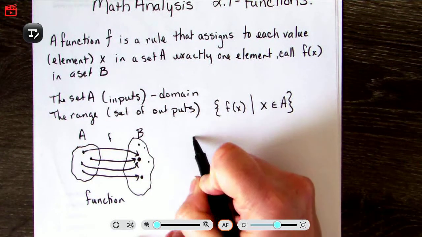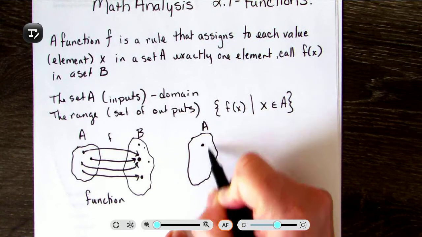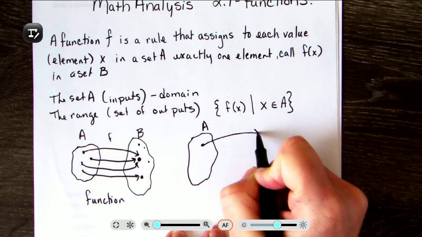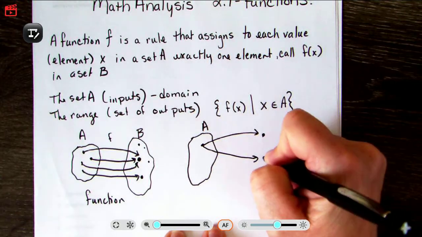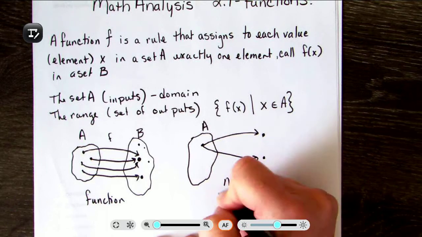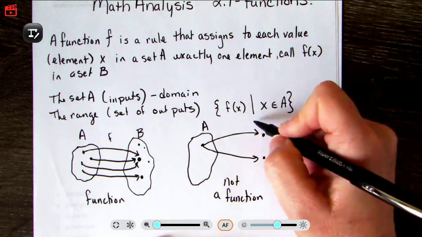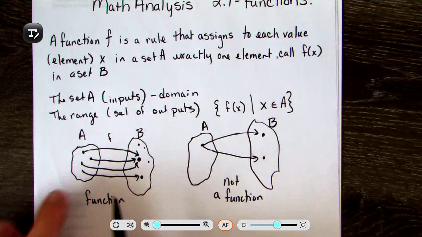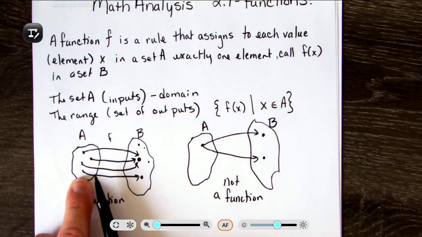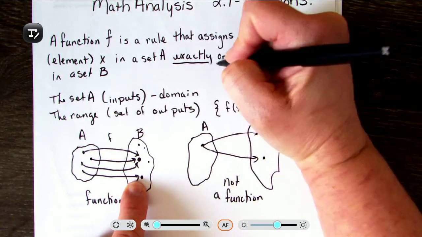Some things that cannot happen is we cannot take one item to 2 different places. So this would be not considered a function. So here would be our B. Okay, because for everything in here, it takes and maps it to one specific item, exactly one.